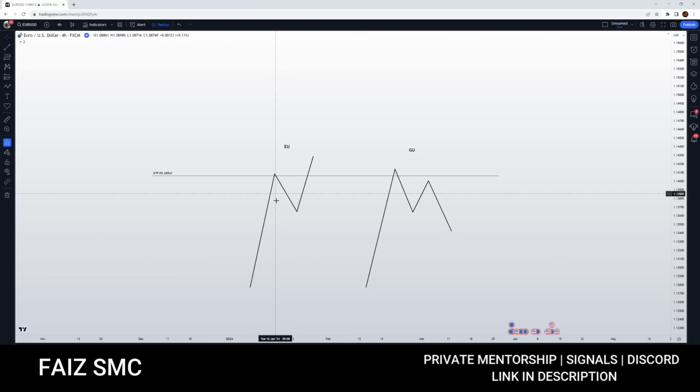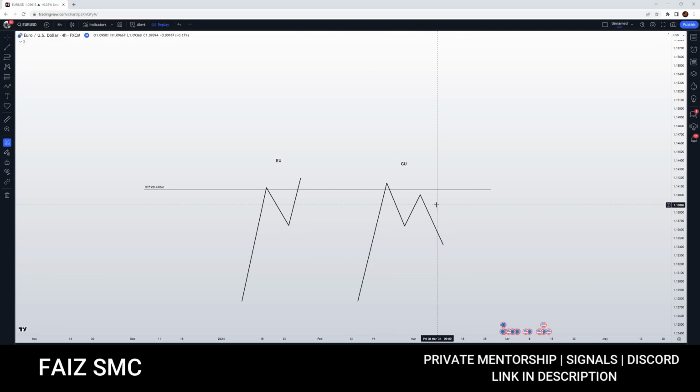So once price comes into your high time frame PD array, you look for this pattern. On EU, if price creates a higher high, higher low, and then a higher high, but on GU, price creates a higher high, and then a lower low, lower high, and then a lower low. So price fails to create a higher high on GU, but it successfully creates a new high on EU.